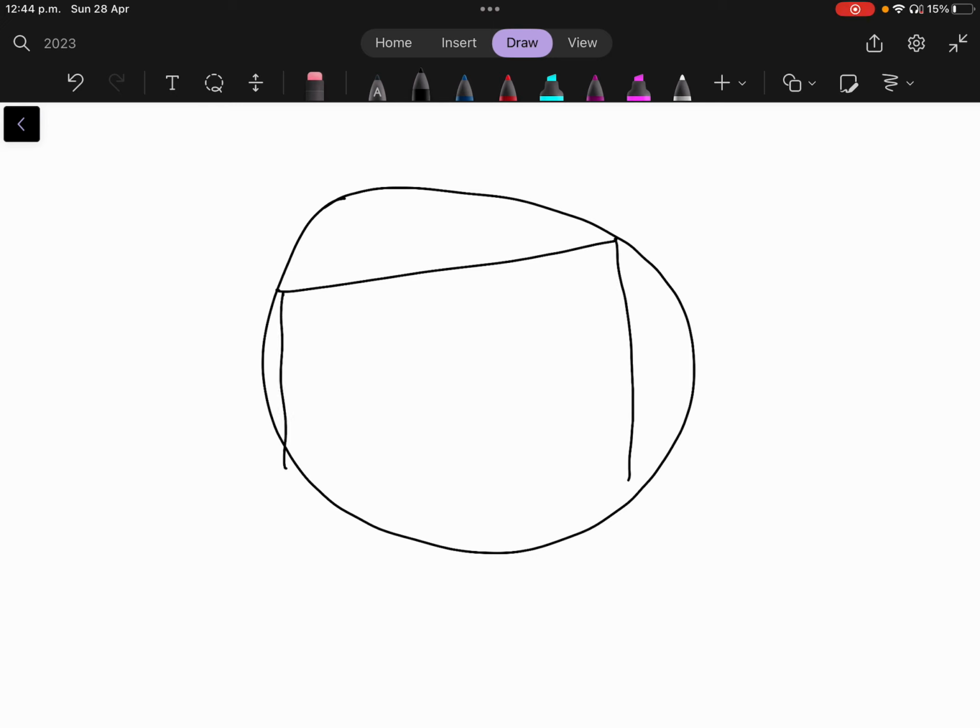Okay, and then you have the concept of cyclic quadrilateral. So if there's a quadrilateral which is touching the sides of the circle, you can say that opposite angles will add up to 180°. Okay, opposite angles will add up to 180°.